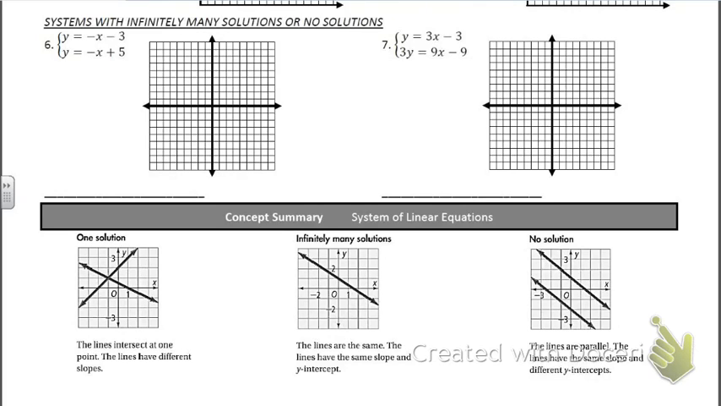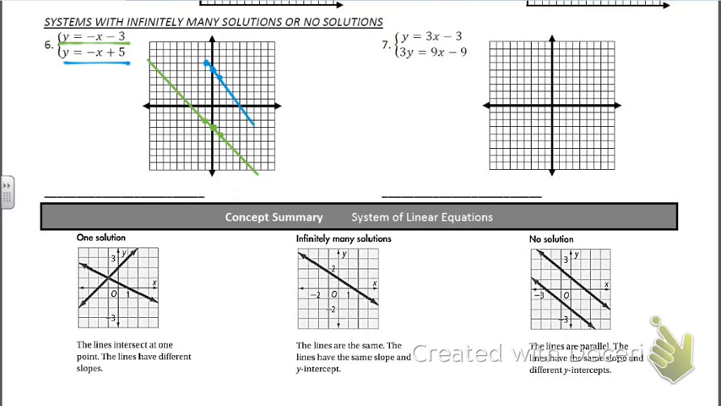Y equals negative x minus 3. My y-intercept is at negative 3. And my slope is negative 1. So I'm going to go down 1, right 1, or up 1, left 1. Okay, and then my other line is at negative x plus 5. So I'm going to go up 1, 2, 3, 4, 5. And then same thing. Down 1, left 1, up 1, down one, right one, up one, left one.